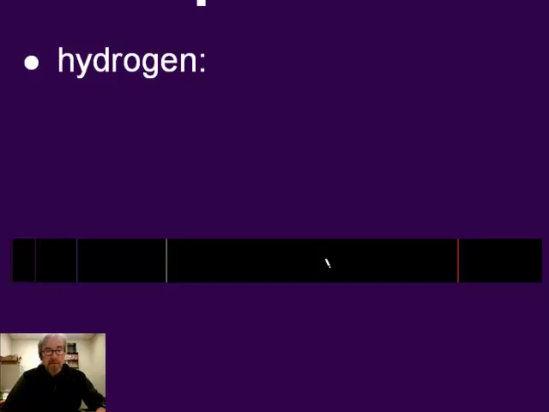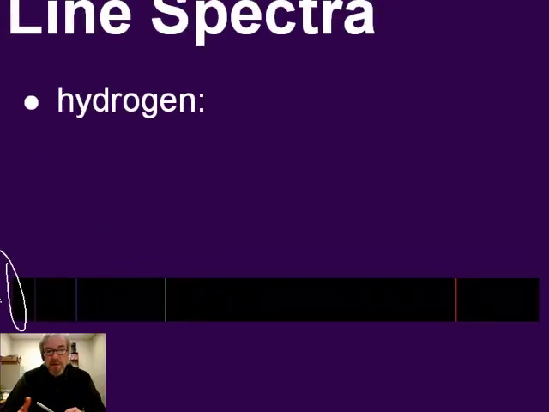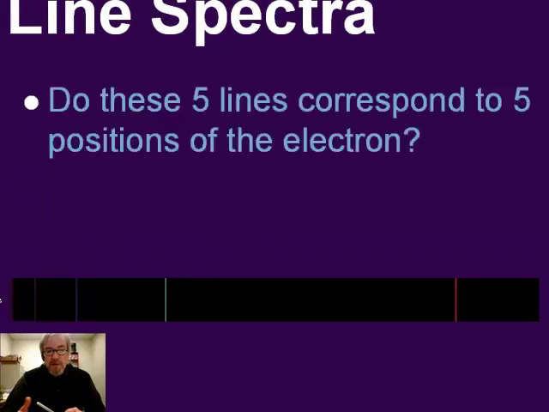So they see only these 5 lines. You might only see 4 if you looked at a real spectrum. This one down here in the end is really close to ultraviolet, and some people can't see it. Our eyes are all slightly different. Well, they asked themselves this: do those 5 lines correspond to 5 different places where the electron is in the atom? Is that what's going on here? And that's what most people thought. And it turned out that the answer was no. That really wasn't what was going on.